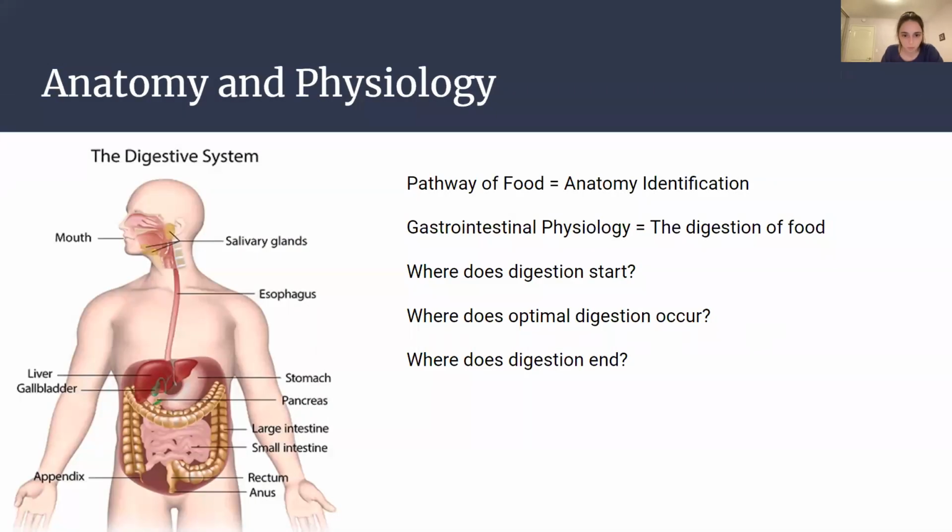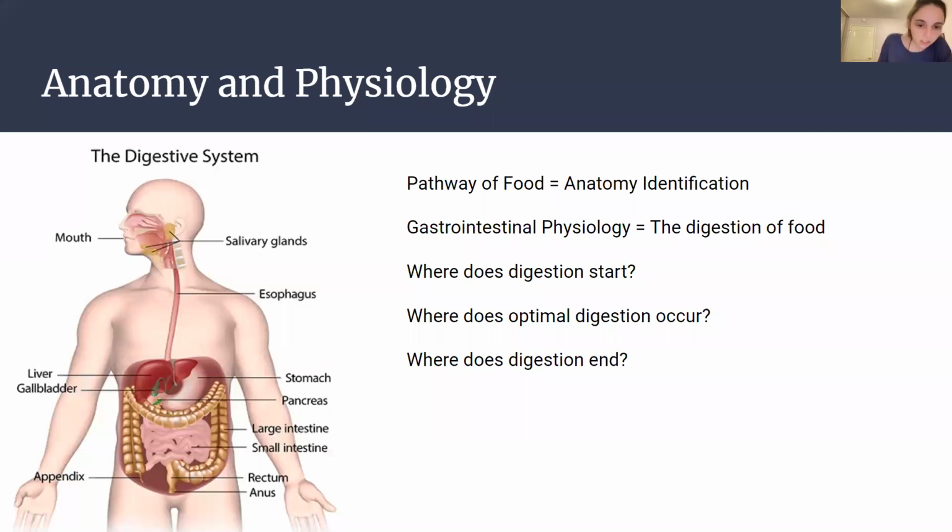Next slide. So just a brief overview and a visual to show both the alimentary canal and the accessory organs. When we talk about the pathway of food through the digestive system, it really comes down to being able to anatomically identify them correctly. And then when we go into gastrointestinal physiology, that's when we really dive into understanding how is food digested? What is going on within these organs that can accomplish the goal of the digestive system?